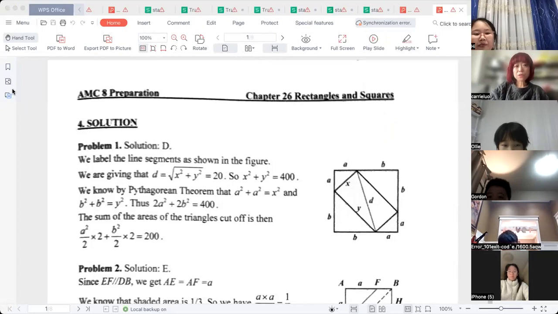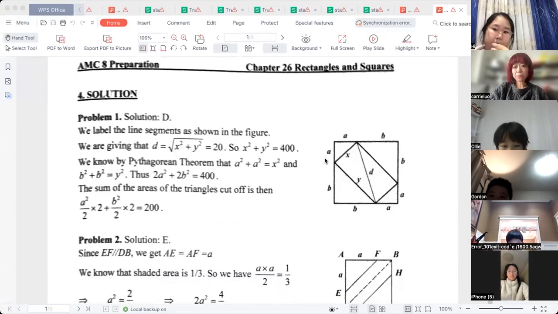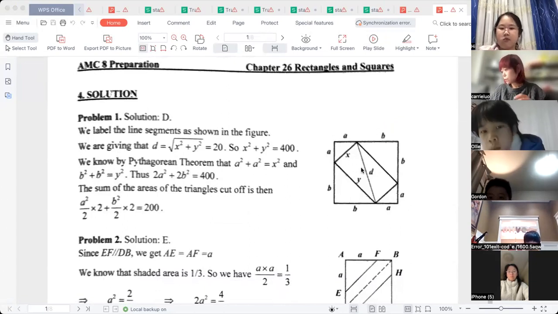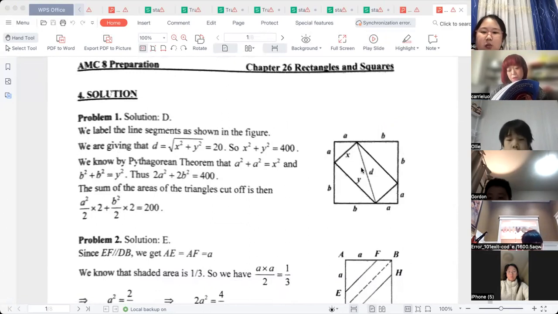Okay, so let's take a look at problem one. I will show you the solution, of course, but I'm going to explain why the answer is like that. So first of all, the question wants to ask the sum of the area of the triangles cut off. I need everybody to have your homework handy. So we need to have the original question first, I think.